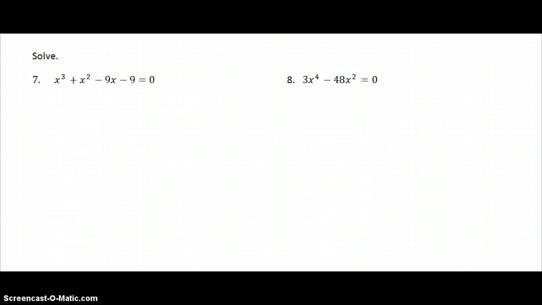Okay, for number 7, we're going to solve the equation. Now remember, before we solve, we need to factor. So we ask ourselves, is it written in standard form, which in this case it is. So the next thing we'll ask ourselves is, is there a greatest common factor?